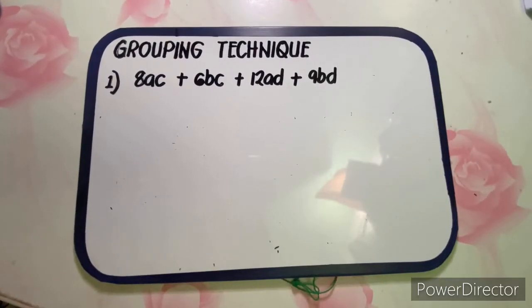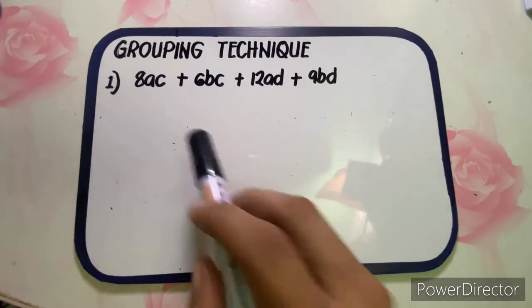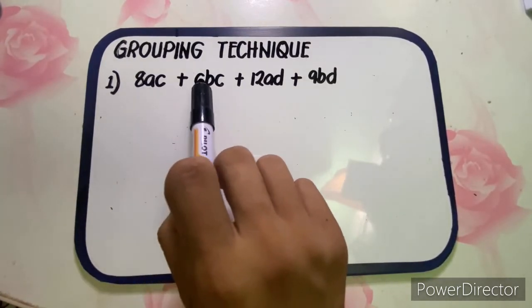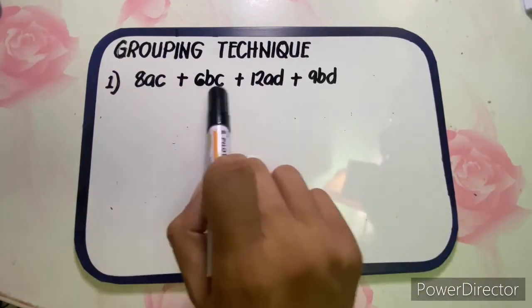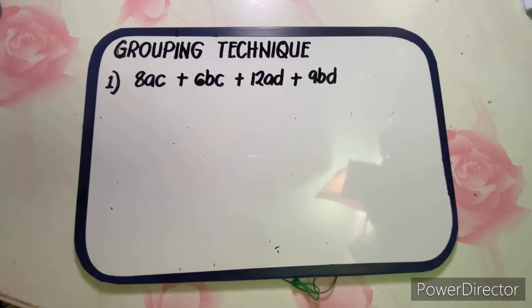Try to factor a polynomial with 4 terms like this one, 8ac plus 6bc plus 12ad plus 9bd. So 1, 2, 3, 4. It has 4 terms. So a polynomial with 4 terms using the grouping technique. What is a grouping technique?